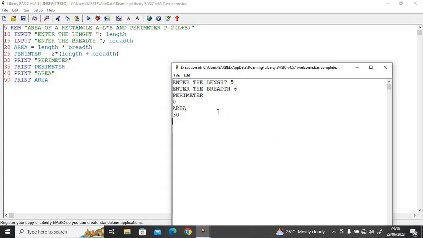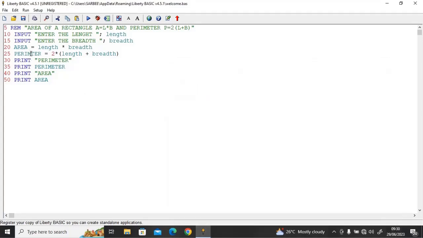Let's check. Perimeter is 0. Area is 30. What is wrong? Something is wrong somewhere. There is a bug in our code. Perimeter. Oh my bad. I did something wrong here. So it should be perimeter.